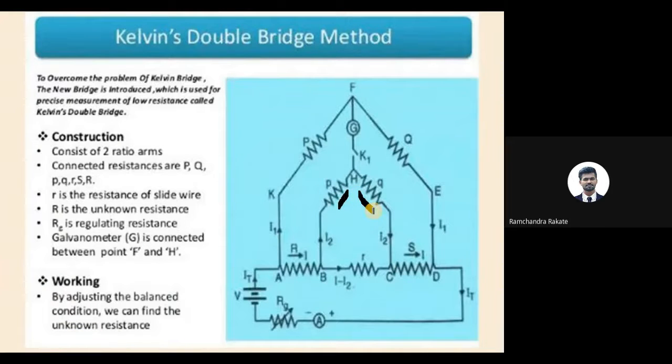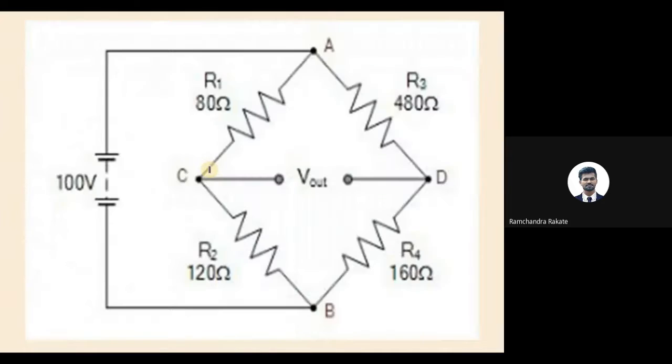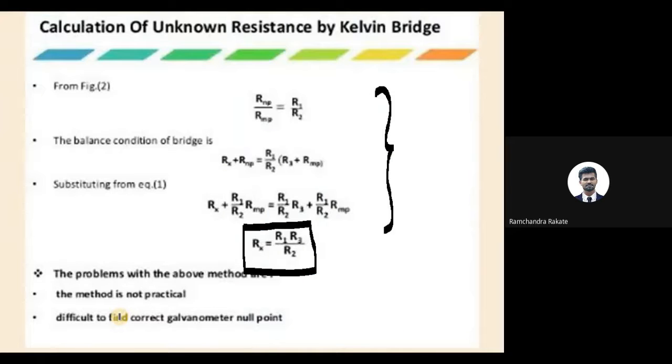Now you have understood what is Kelvin double bridge. They are forming two parallel ratio arms. That's why it is called a double bridge. And who proposed this? Kelvin. So it is called Kelvin double bridge. That's it about Kelvin double bridge. Here there is no mathematical model or derivation, but there is no need at this point. I have just added it for you.